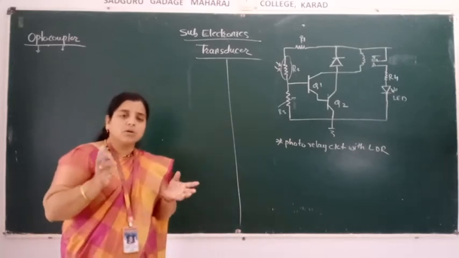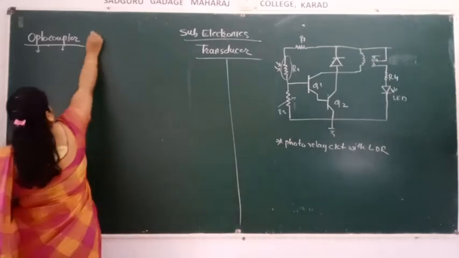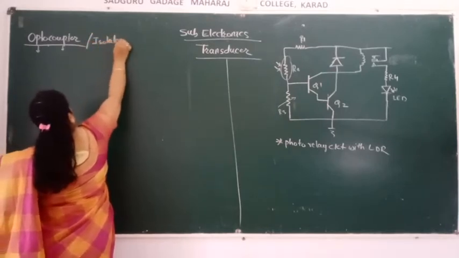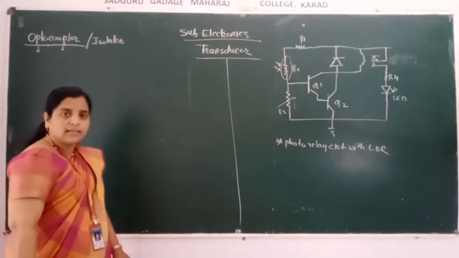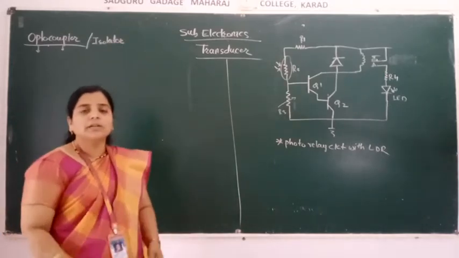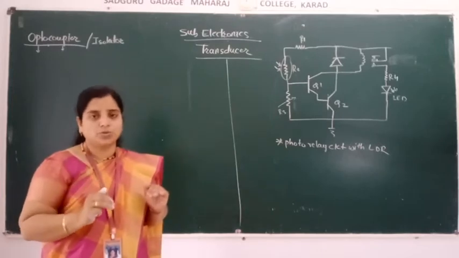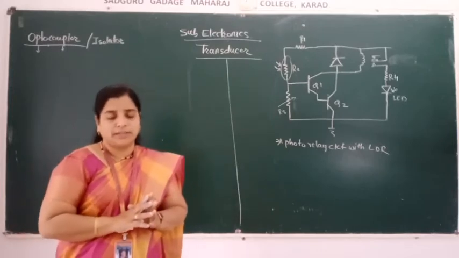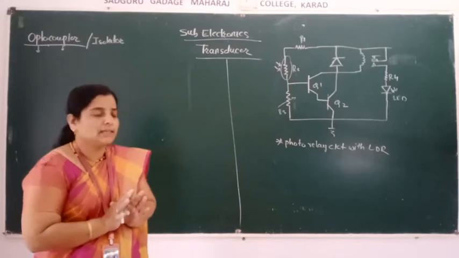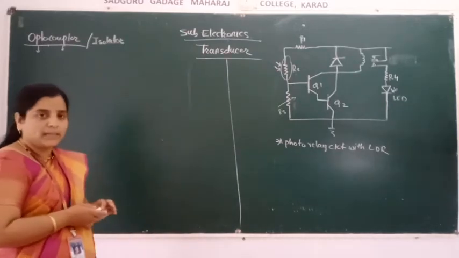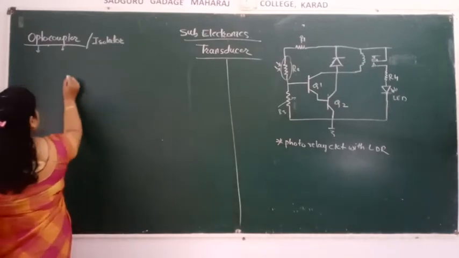But it is also called an isolator. This optocoupler is also called the isolator. Isolate means it should be equal on both sides, a 1:1 ratio. That is why it is called the isolator. It should not be electrically connected. So how does it happen, we will see. I will draw the diagram, then you will understand it better.